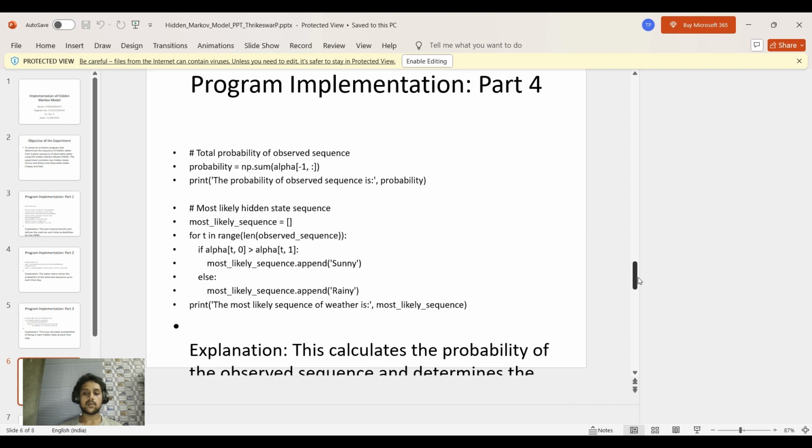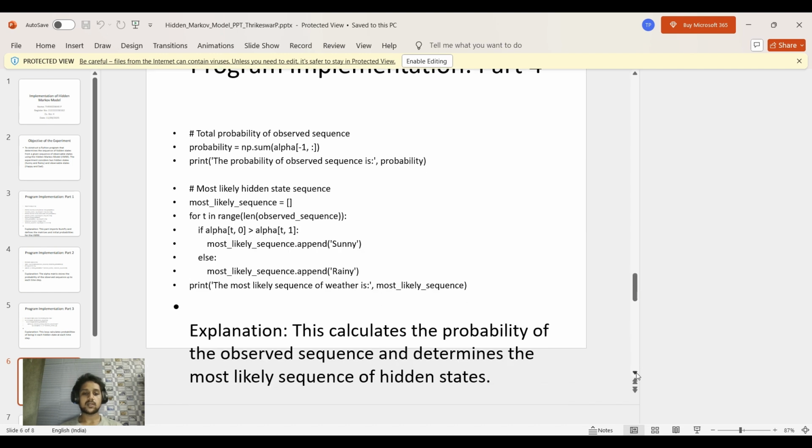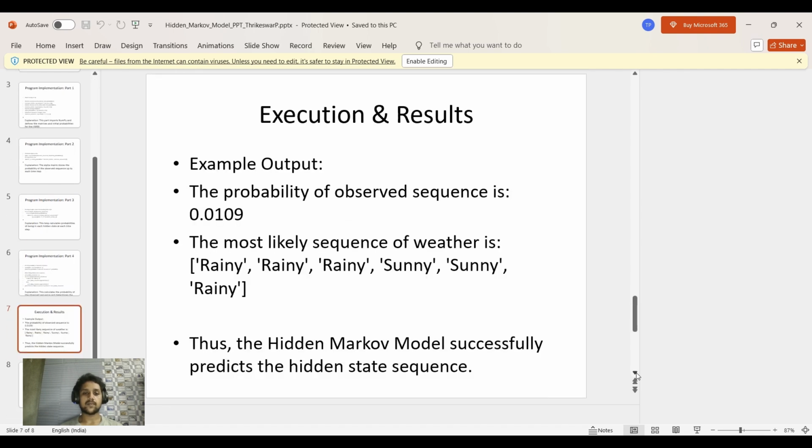Calculate the probability of the observed state sequence and determine the most likely sequence of the hidden state. Execution and the result. This is what we get as a result. The probability of the observed sequence is 0.0109, and the most likely sequence of the weather is rainy, rainy, sunny, sunny, rainy. So the Hidden Markov Model successfully predicts the hidden state sequence.